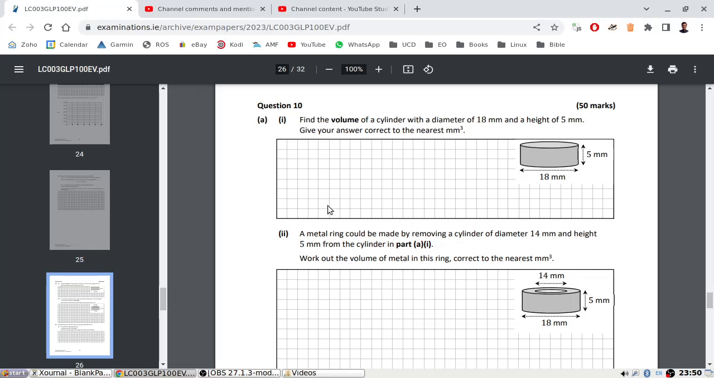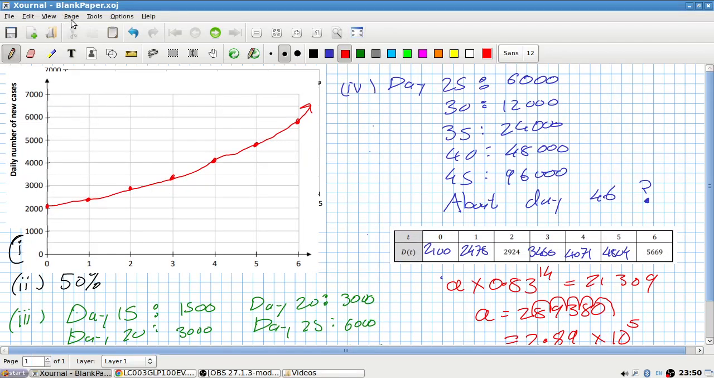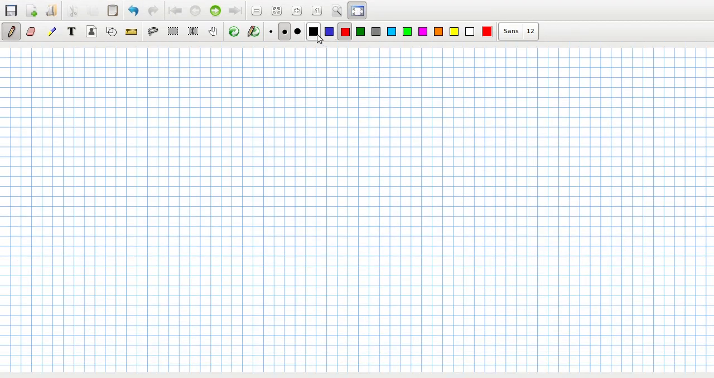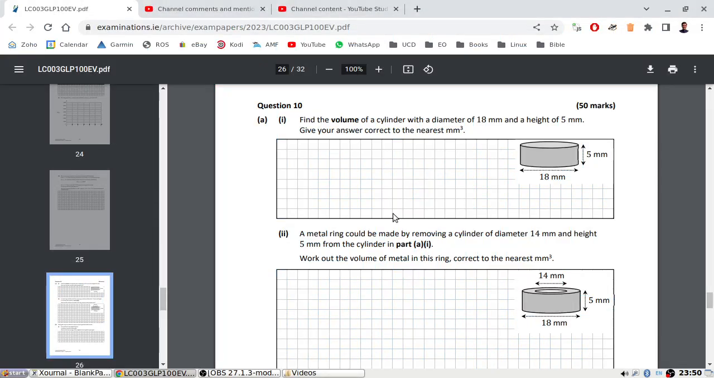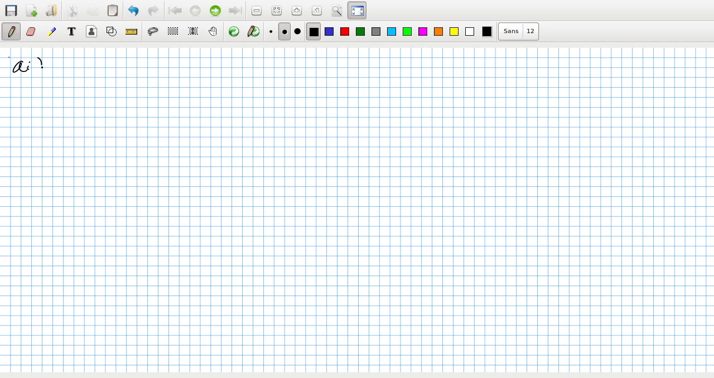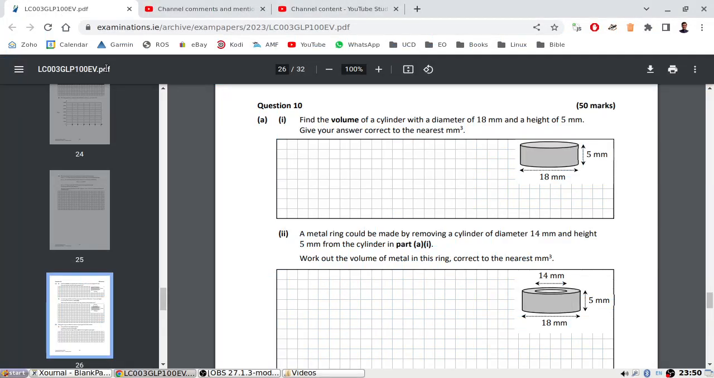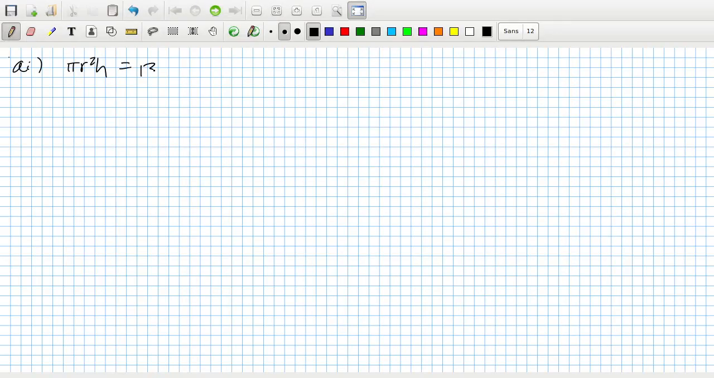10 minutes, right. Find the volume of the cylinder. The volume for the cylinder is pi r squared h. Give your answer to the nearest millimeter cubed. Okay. Pi times r, which is 9 squared, times h. So that is 1272. No, it's not, Stephen. 1272 millimeters squared.